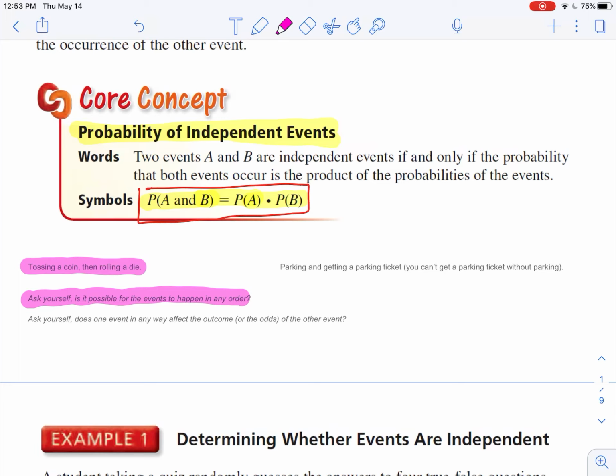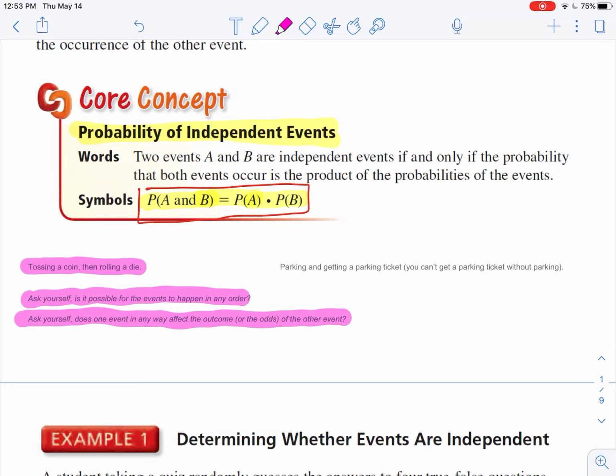And that idea of affecting or impacting one another is the second question you should think about. Does one event in any way affect the outcome of the other? If I toss a coin and roll a die, they won't really affect each other, unless you really want to go down the rabbit hole of saying that when I flip the coin, it might hit the die as it's rolling around on the table, but no.